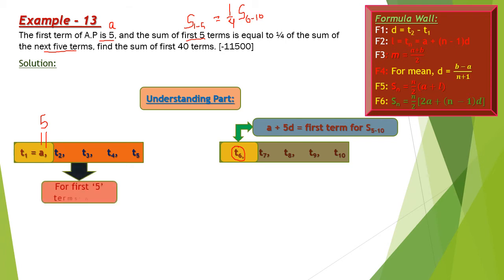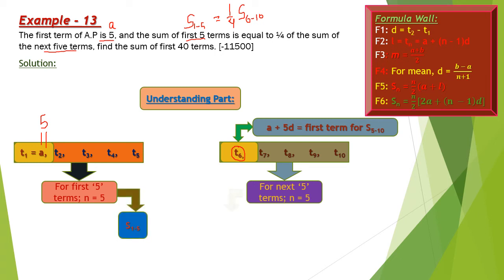The value of n for the first 5 terms is 5, and the value of n for the next 5 terms is also 5. And you can see how the condition is developed: S 1 to 5 and S 6 to 10. It must be S 1 to 5 equal to 1/4 of S 6 to 10.